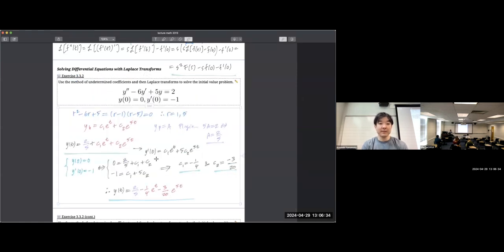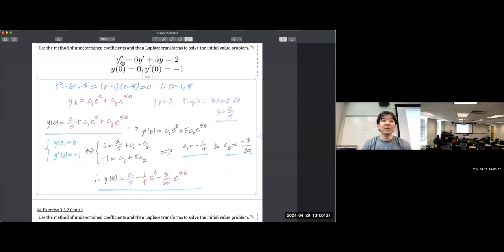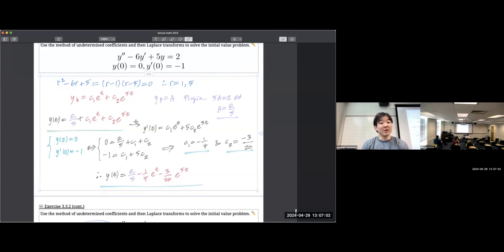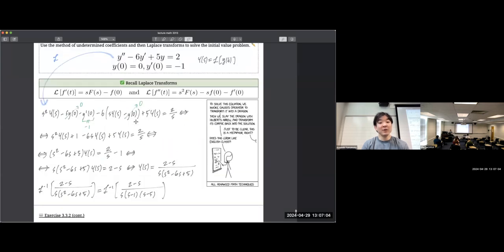So this is the work here. For this one, you say characteristic equation. This is just constant coefficient. So r is equal to 1 and 5. That means your homogeneous solution is c1 e to the t plus c2 e to the 5t. But this is just a constant input, so your particular solution would just be A. You plug it in, you get 2 over 5. And then you apply your initial conditions. You get c1 is equal to negative 1/4, c2 is equal to negative 3 over 20. And then you write this out. That looks a lot easier than doing the Laplace transform, although you'll get the same thing.